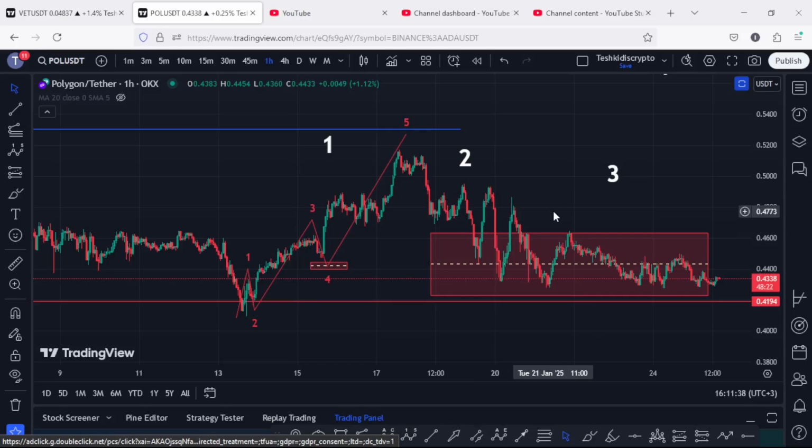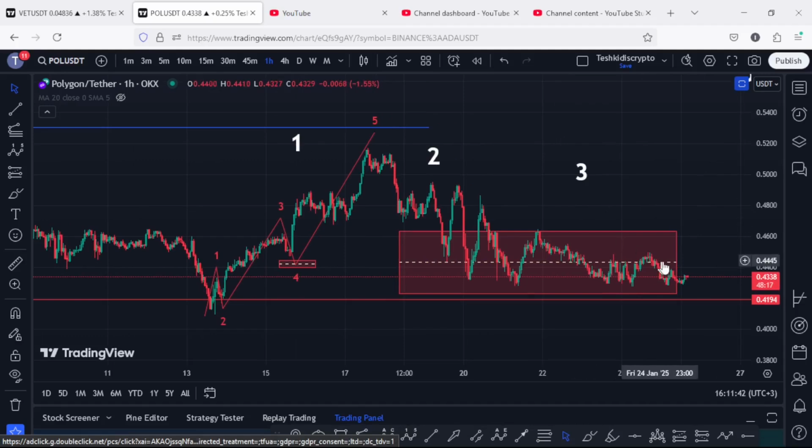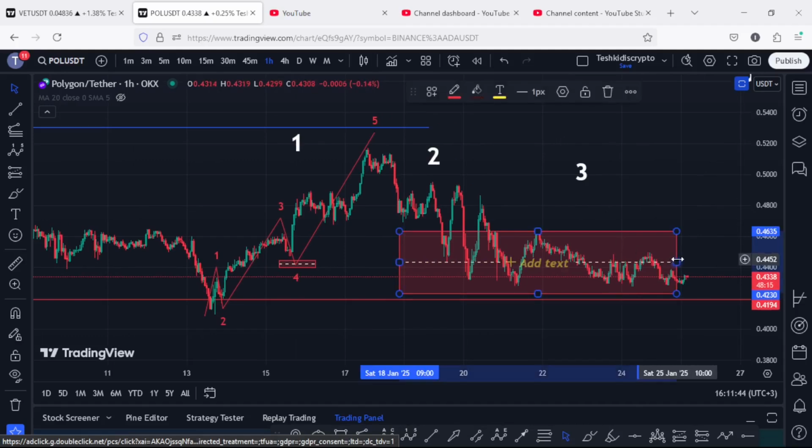Polygon Matic at the time of this recording continues to hold within our key area of support between the 0.423 and the 0.4635. We have also continued to obey the additive structures, and on today's update video, I will be discussing the most significant key areas of support that we need to continue holding above, and give you my breakout target areas, so make sure that you stick around till the end of the video.